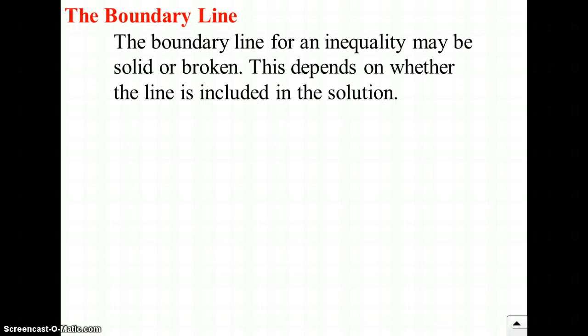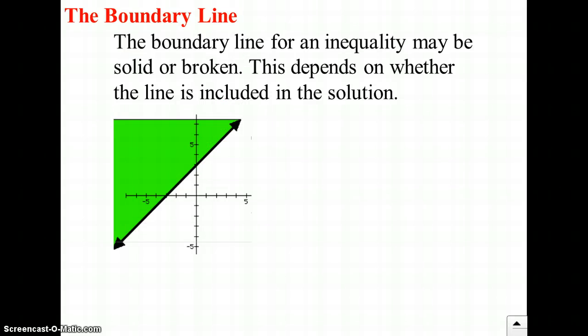A couple things about the boundary line. The boundary line for any inequality can be either solid or broken, and it's going to depend on whether the line is part of the solution or not. Some solutions will have the boundary line being part of it, some will not. Here's how you can tell the difference. If you're asked to graph y is greater than or equal to x plus 3, obviously we're going to graph the line y equals x plus 3, and y is greater than that, so we're going to shade above. Thus the green shading. This equal sign means that the line is included in the solution.